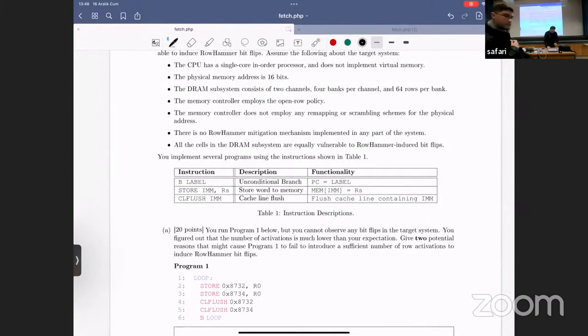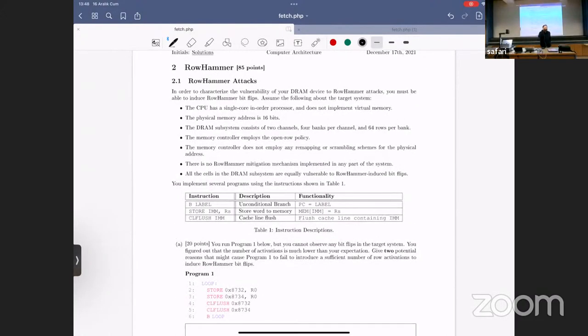So here we have a RowHammer question in two parts. The first part is about the attacks. The second part is about defenses. And there's some system definition here. I'd like to highlight a few things to begin. You can see that there's no RowHammer mitigation mechanism implemented in any part of the system. And it does not implement virtual memory. So whatever address you will see in this question is just a physical address. And there is other information we can refer back to when it is needed.